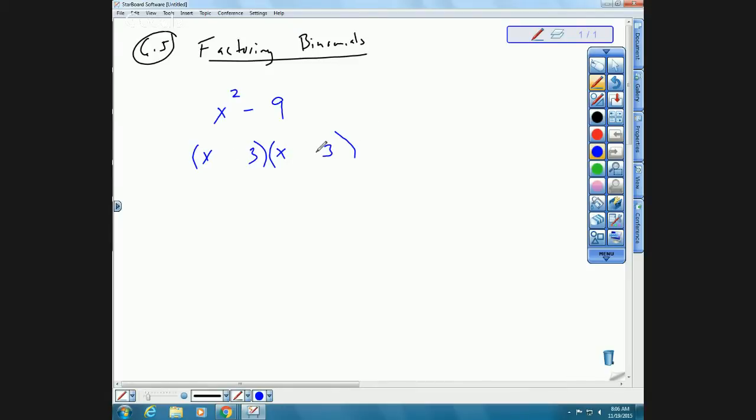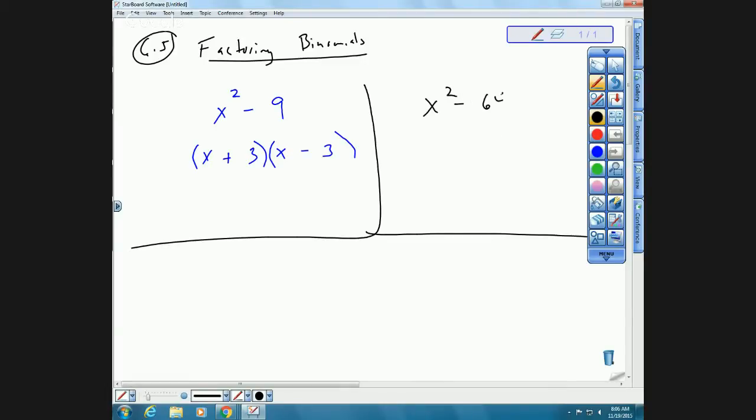And then what goes in the middle here? Since there's no middle term, if I add them up, they're going to cancel out. So it's going to be positive 3 and negative 3. 3 minus 3 would be 0, so there's no middle term. 3 times negative 3 would be negative 9. This property is called the difference of squares. The difference is subtract, and I'm subtracting squares. And it will always break down like that. If I have x squared minus 64, x times x equals x squared, 8 times 8 equals 64, and then a plus and a minus.